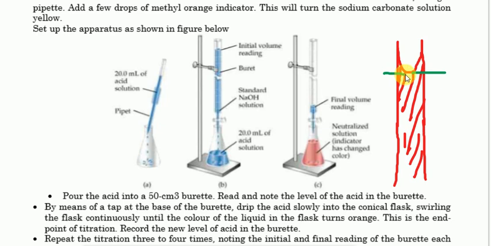There. Don't read up here. No, this is incorrect. This is correct. So this is the point where you read the initial reading.